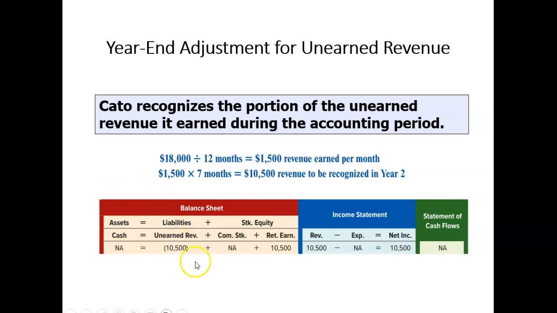So you're going to decrease the liability account, unearned revenue, by 10,500 and increase your revenue account by $10,500.